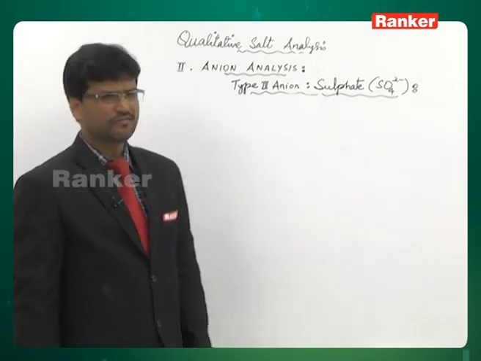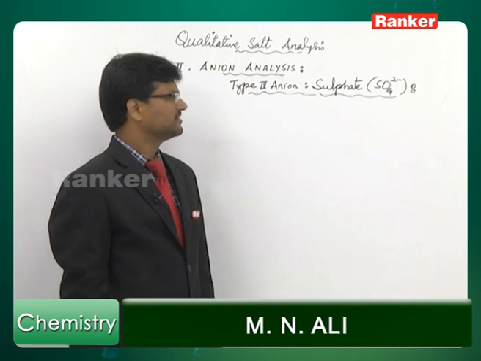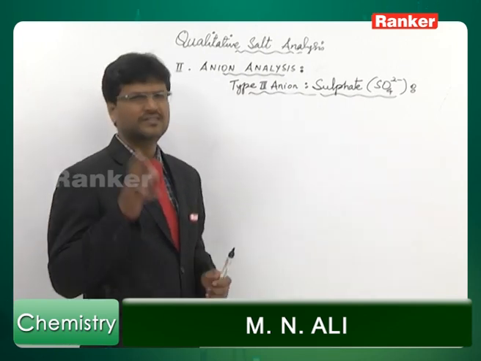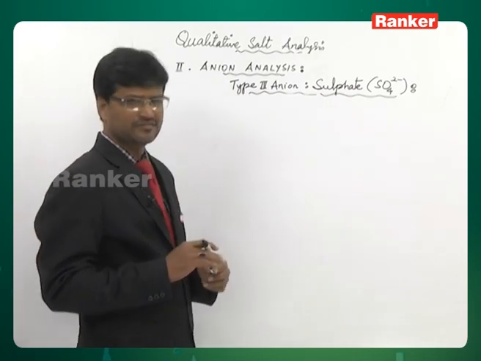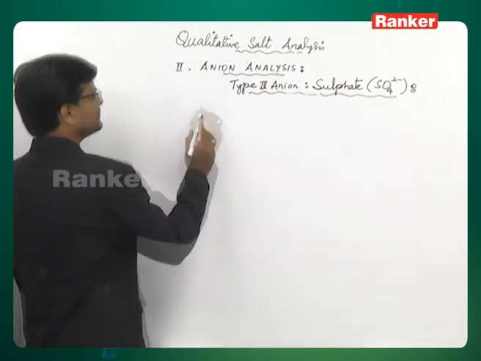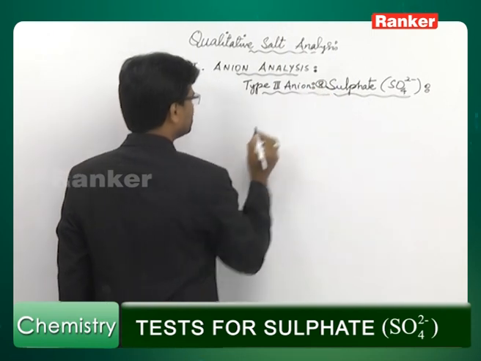Now, testing of type 3 anion. The only example we have to discuss here is sulphate, SO4 2-. This can be tested by some precipitation reaction. Let us look at reactions of sulphate. Number 1, this gets number 8 in our list.